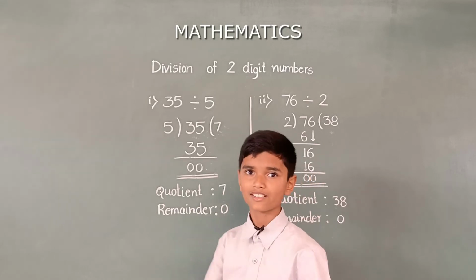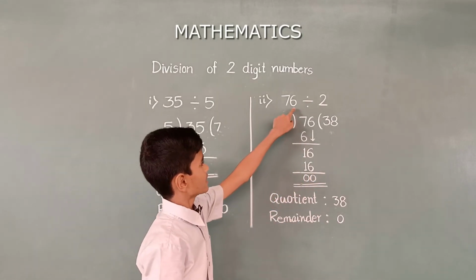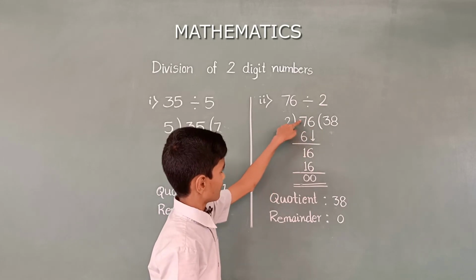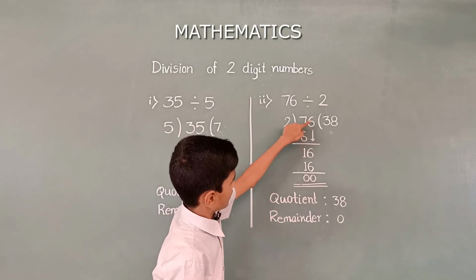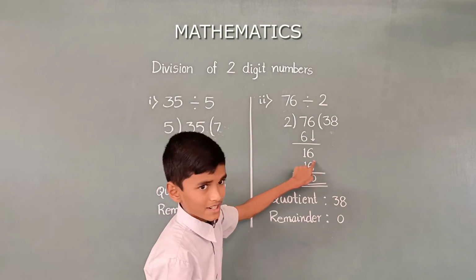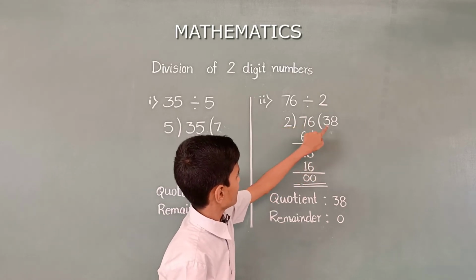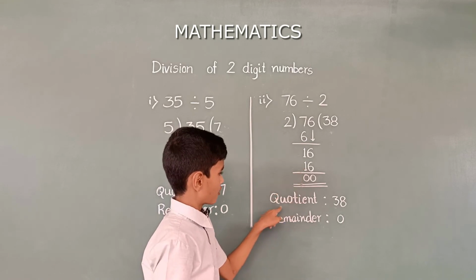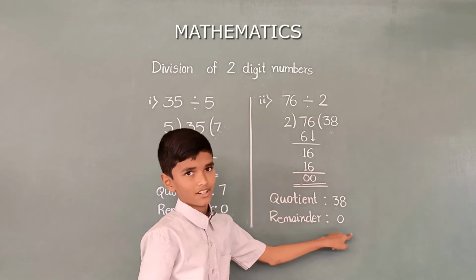So let us take the second example. 76 divided by 2. So 2 times 3 is 6. 7 minus 6 is 1. So let us take 6 down. So it will be 16. 2 times 8 is 16, which leaves 0. And the quotient is 38. The remainder is 0.